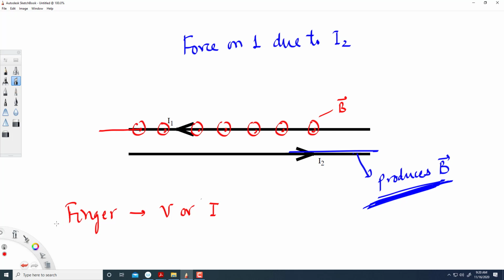And your middle finger points towards the magnetic field, B, and then your thumb would be the force. So index finger is direction of motion, middle finger goes to the magnetic field, and thumb would be force. Okay, that's also the right hand rule. So you can use this one or use the curl, whichever you want.